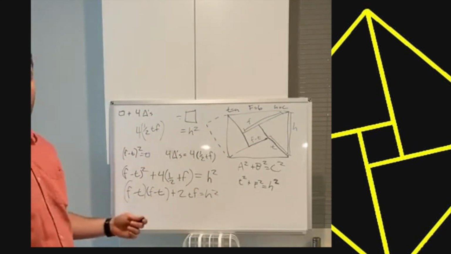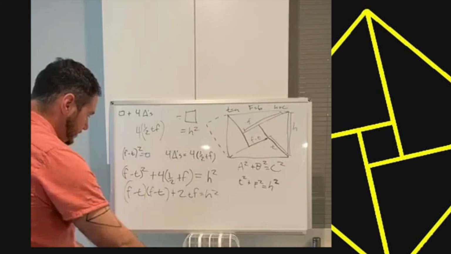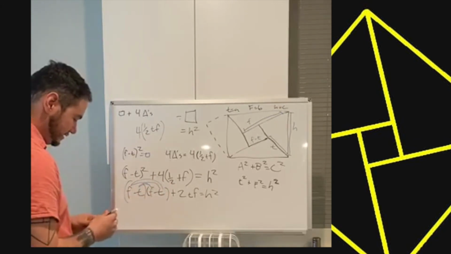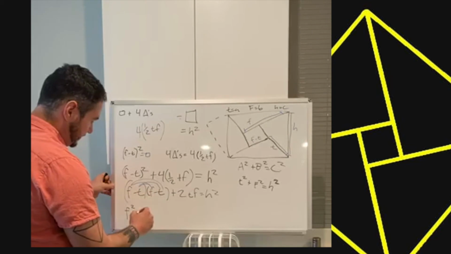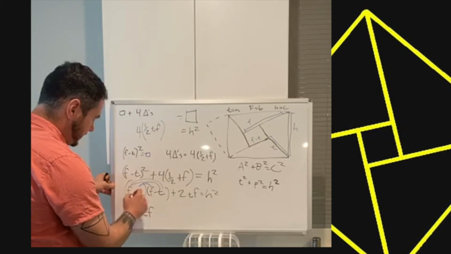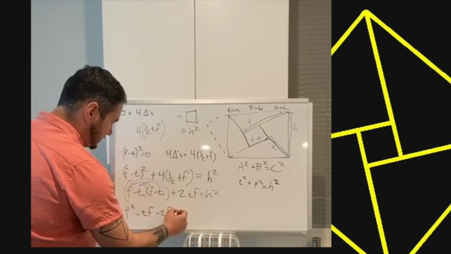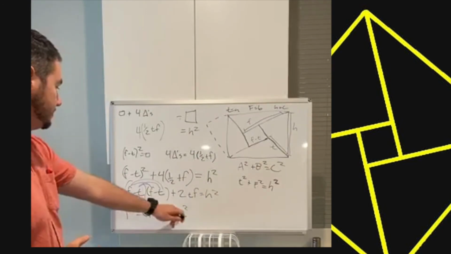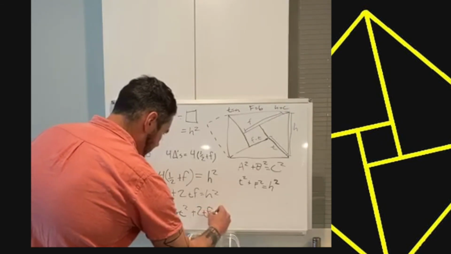What you're going to use here is what's called FOIL, which is kind of like a part of the distributive property. You're basically saying F times F, F times negative T, negative T times F, negative T times negative T, and what you get is F times F is F squared, F times negative T is negative TF, negative T times F is negative TF, and then negative T times negative T is actually positive T squared. And we should know that because we went over integers, a negative times a negative gives you a positive. So positive T squared. Now we can add our triangles again, plus 2TF equals H squared.